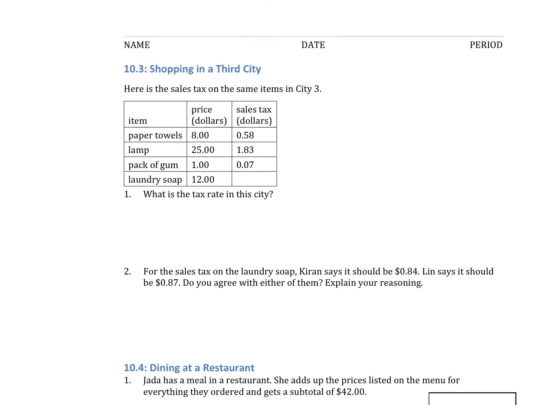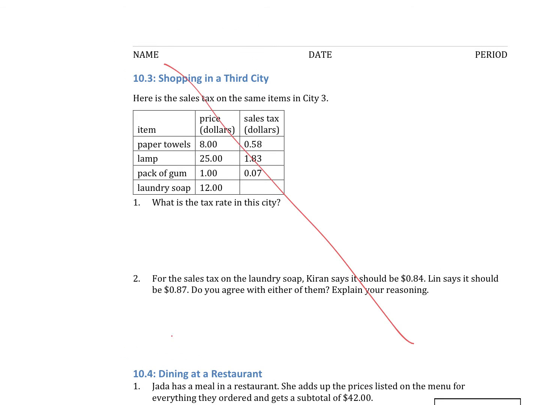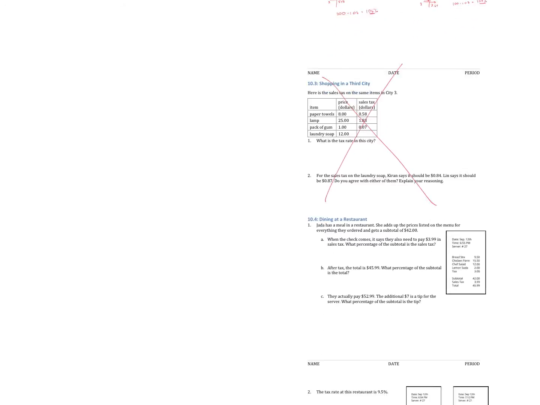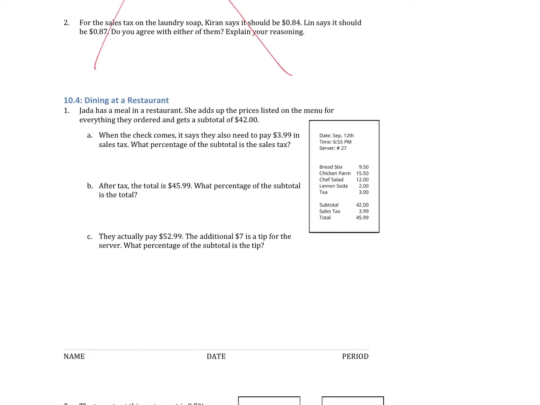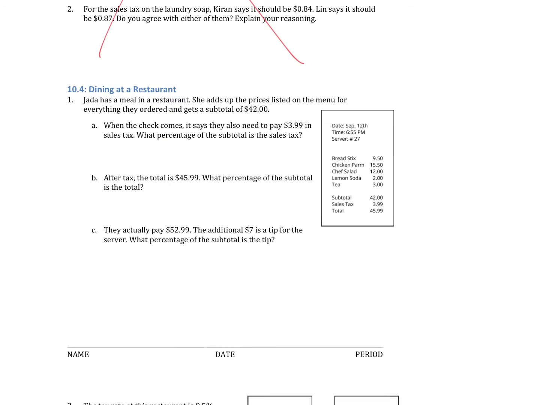We're going to skip activity 3, so you can just go ahead and cross that out. And let's move on to the 4th activity. So this 4th activity is dining at a restaurant. So it says Jada has a meal in a restaurant. She adds the prices listed on the menu for everything ordered and gets a subtotal of $42. For those who don't know, subtotal just means how much are they paying before the sales tax and the tip.